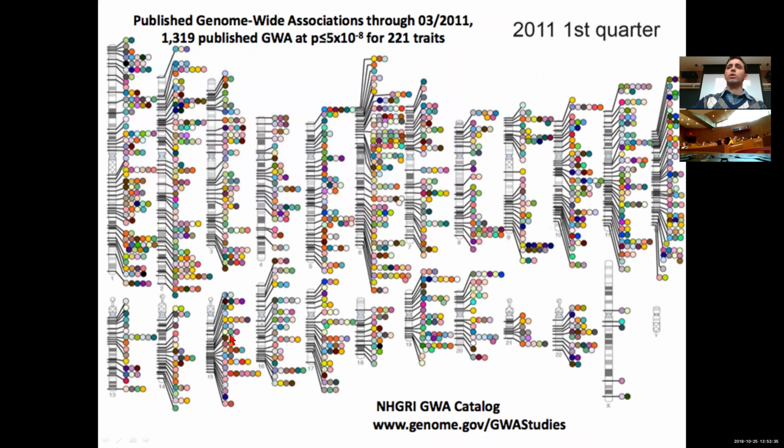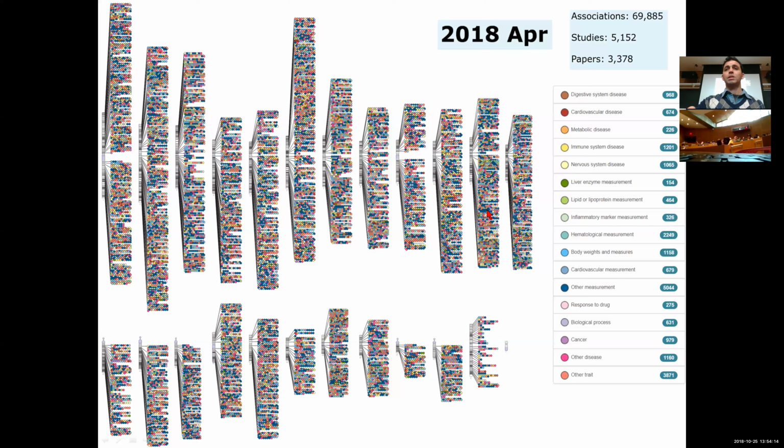So as you start doing this across many, many disorders, you can basically start populating this GWAS catalog that was initially started by NHGRI, the National Human Genome Research Institute. You can basically color every association based on the trait that it is associated with, and then start painting the genome. And you saw that graph initially where there was only like 10 or 15 or maybe 30 in the early 2000s. By 2011, there were 1,300 published GWAS signals at this threshold across 221 traits. This is what it looks like today.